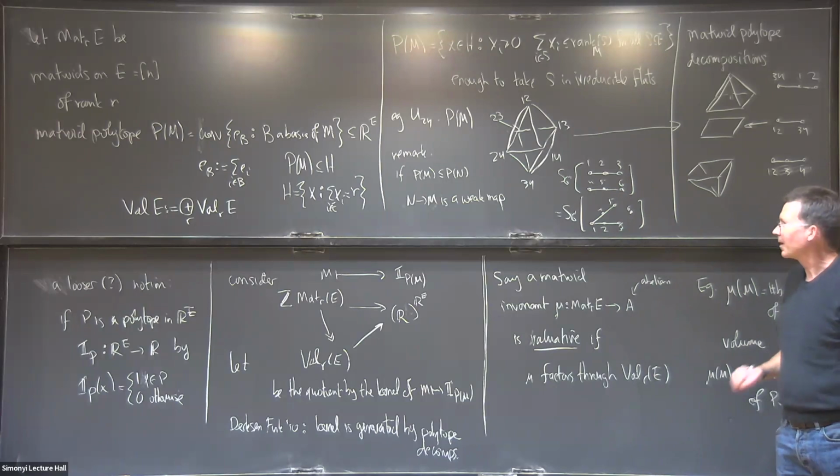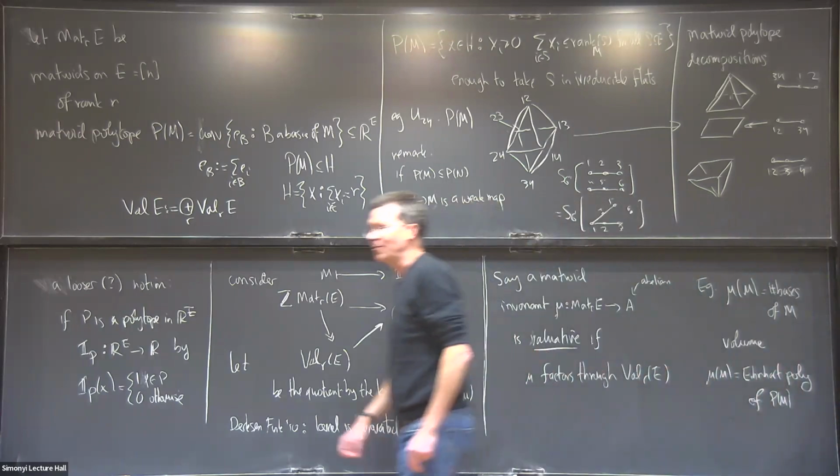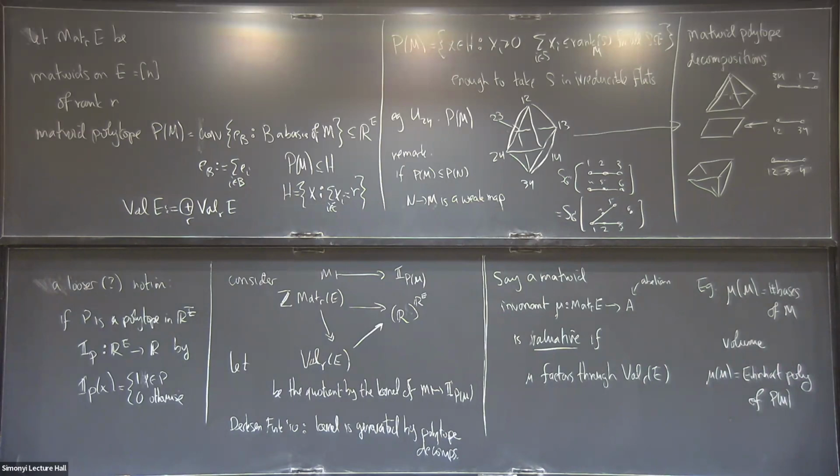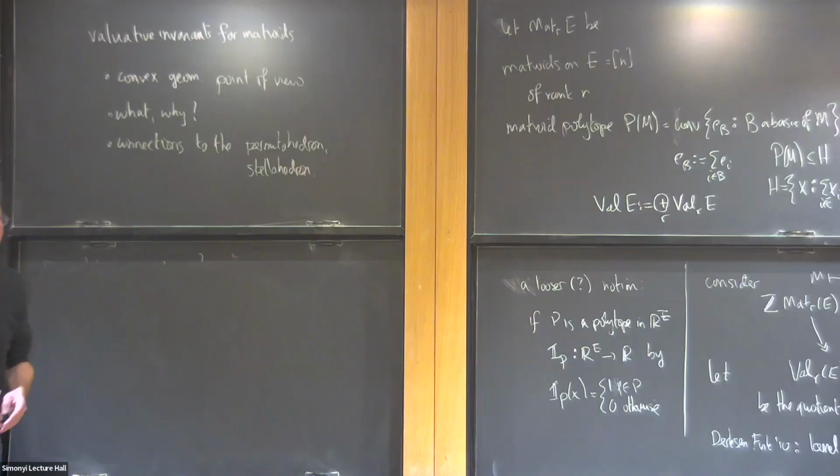So this question about whether you only consider invariants that are invariant under permutations of the ground set. It's best to not do that, it seems, right away, but that's a subtlety in the literature. Okay.